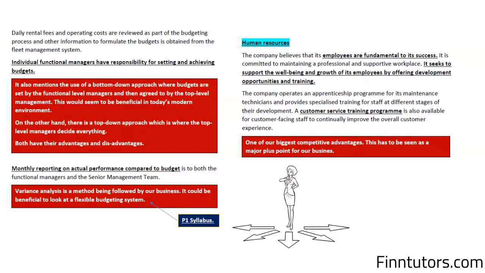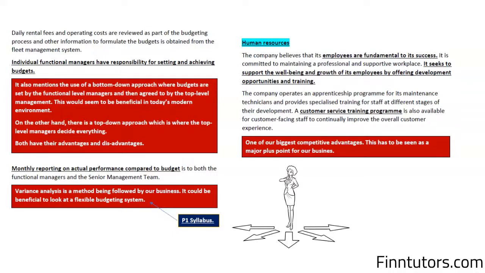Next, human resources. Now, the company believes that its employees are fundamental to its success. It is committed to maintaining a professional and supportive workplace. So, in line with the CIMA code of ethics, the code of ethics must always be published and always be advertised whenever you are hiring. So that is a key consideration over here.